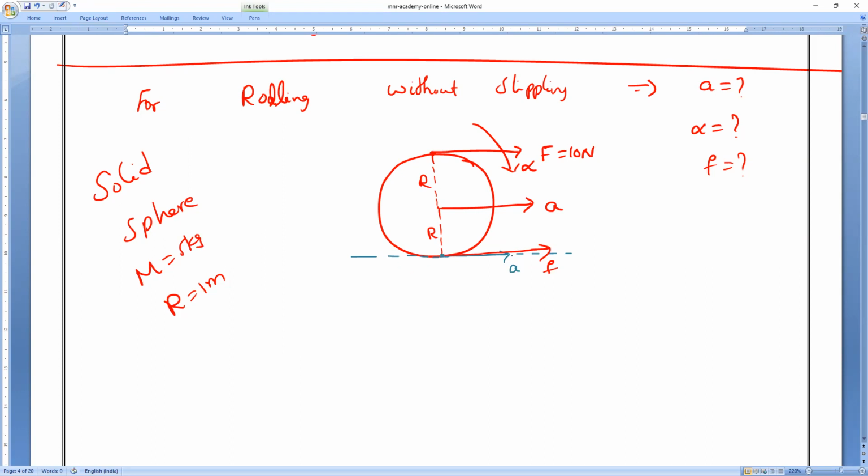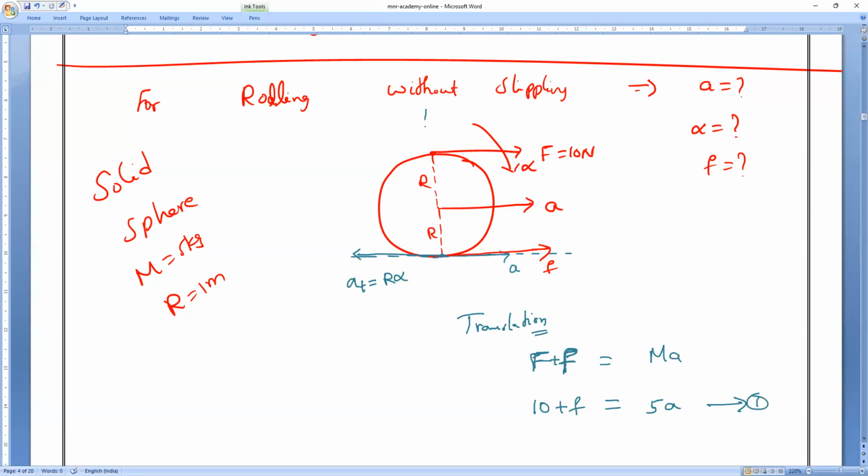Now, if the acceleration is forward, there is a tangential acceleration acting backward, which is equal to R alpha. Now, first write the equation for translation motion. F plus f, both are in the same direction. So F plus f is equal to mass into acceleration. Mass is 5. Capital F is 10, plus small f is equal to 5 into A. Any problem for anybody, you can ask me. So this is equation number 1 for translation motion.